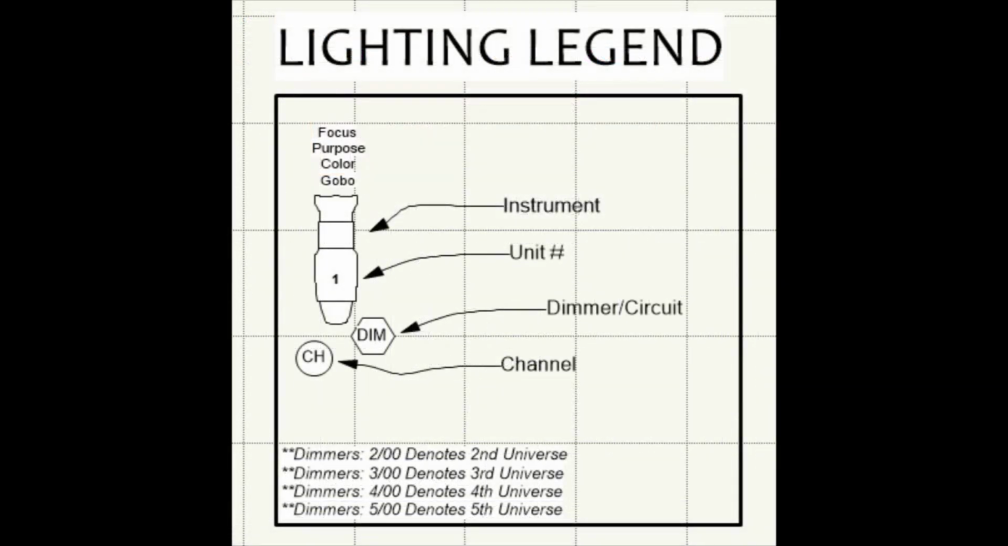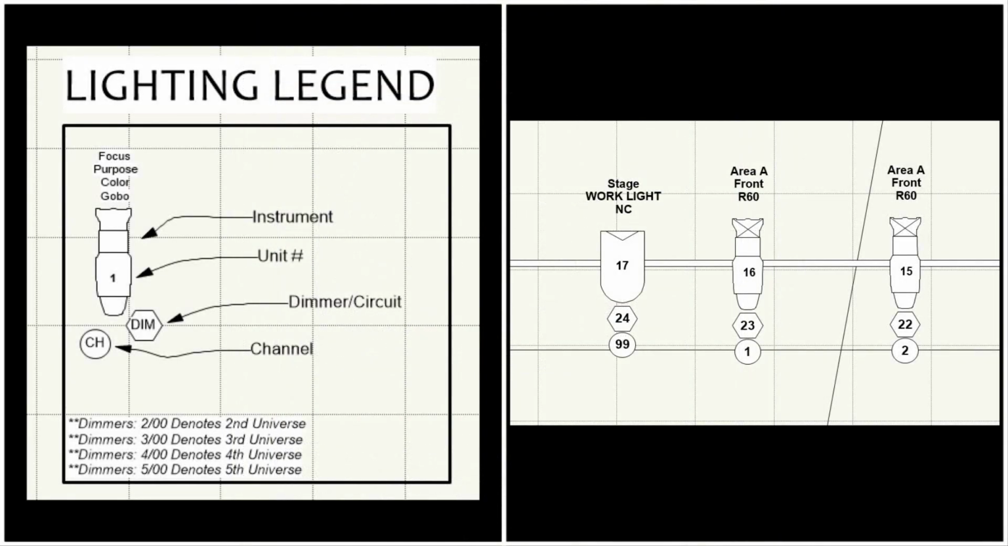Here we can see labels that correlate with the information displayed near our sample instruments. For example, this instrument is focused to Area A. It is part of a system of front light. Its color is R60, and since the gobo field is blank, we can safely assume there isn't a gobo in this fixture.